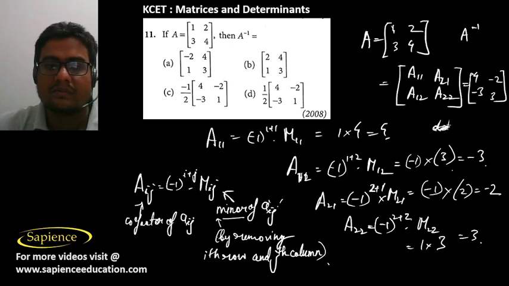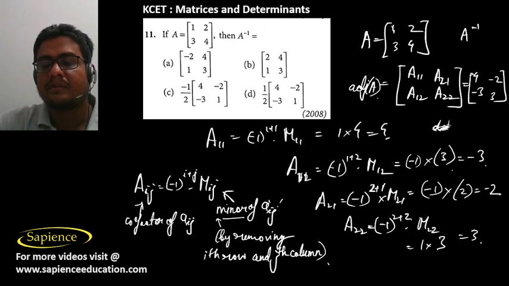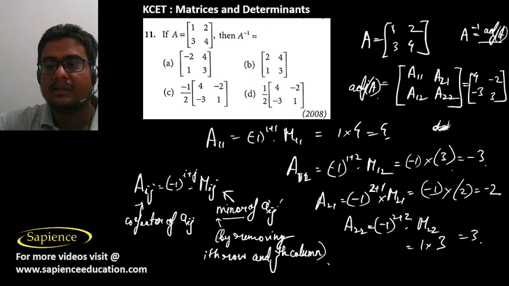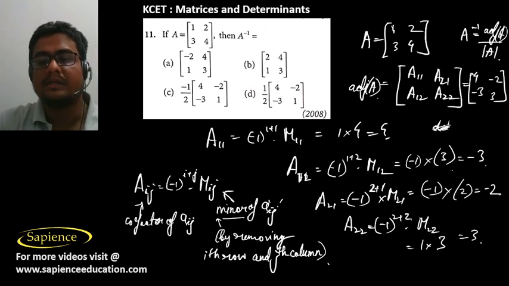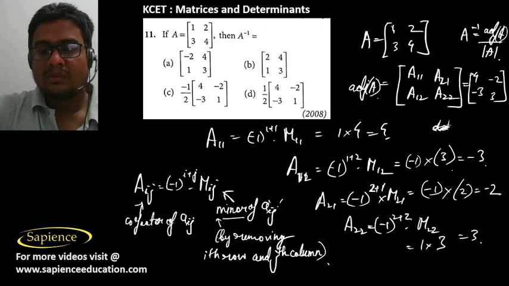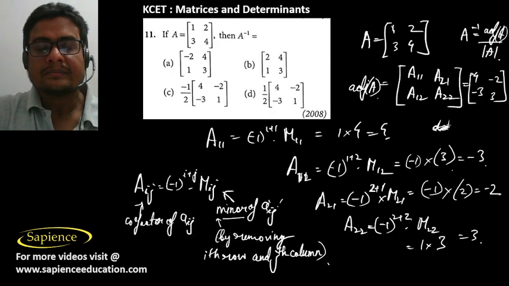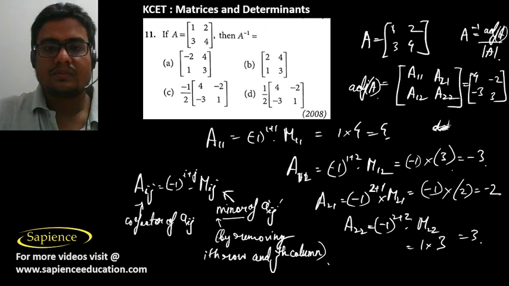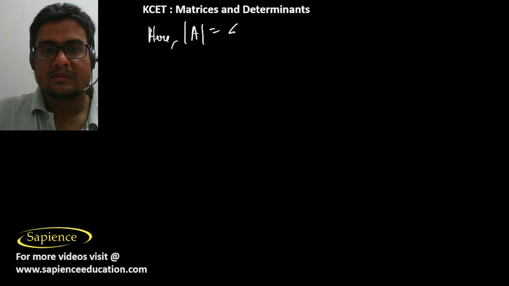So actually this we have found is the adjoint of the matrix A, and A inverse is adjoint of A divided by the determinant of A. So therefore now here the determinant of A will be equal to 1 into 4 minus 2 into 3, that is 4 minus 6, equal to minus 2.